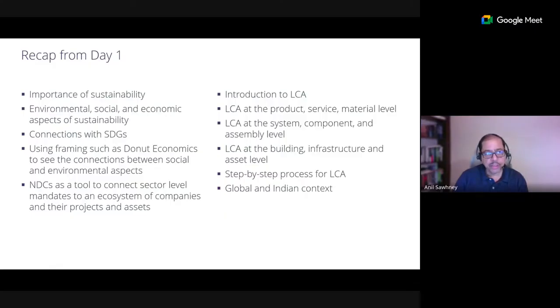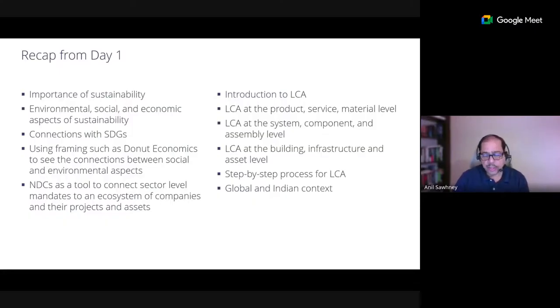aspects of sustainability. We also then briefly talked about the nationally determined contributions as a tool to start at the sector level. Obviously, every country determines NDCs, and for that, you make the connection between the sector level mandates down to perhaps an ecosystem of companies, their projects and assets, so that you can do a top-down approach and make connections with the carbon emissions coming out of individual projects and assets.